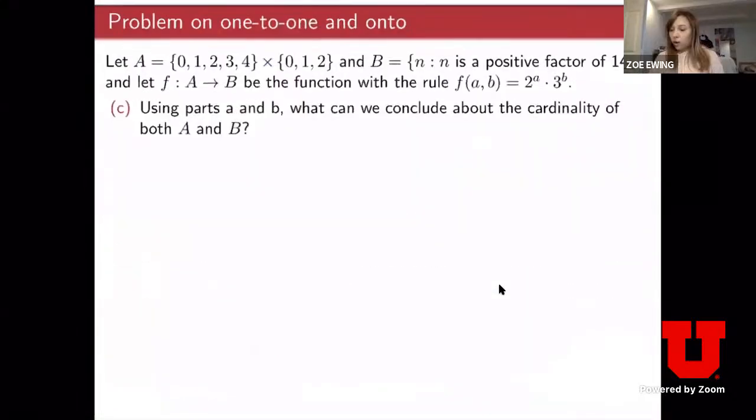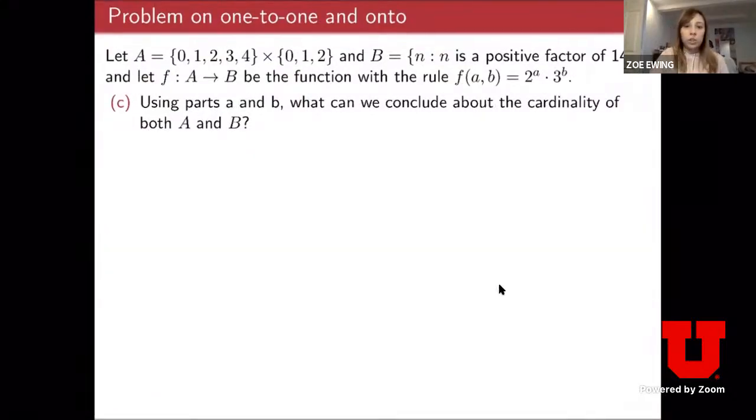All right, so we have one more part for this problem, which is that we want to conclude something about the cardinality of both A and B. So does someone want to remind us what cardinality is?